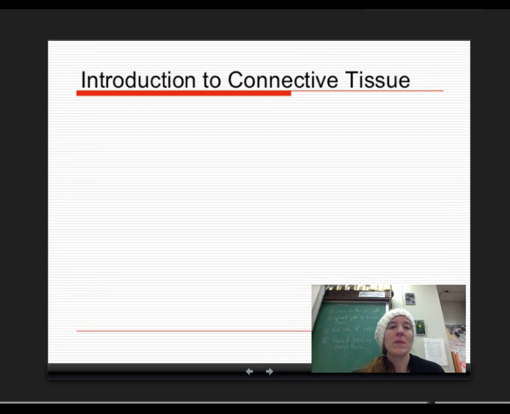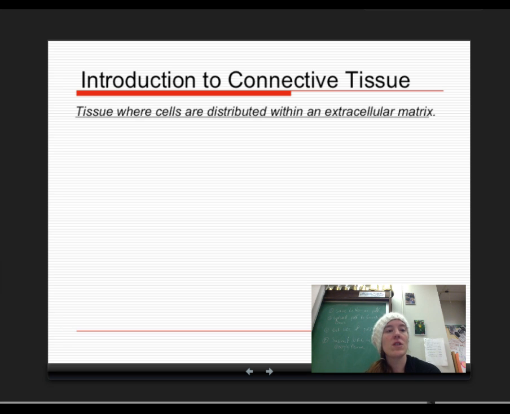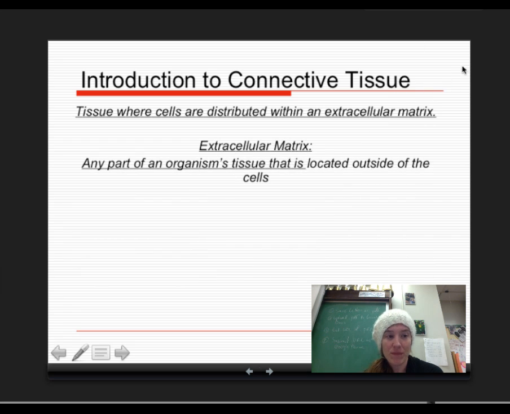So let's talk a little bit about connective tissue. First we said it is the most abundant type of tissue in the body, but let's get a little bit more specific. Connective tissue is tissue where the cells are distributed within an intercellular or extracellular matrix, and we often abbreviate extracellular matrix as ECM. The extracellular matrix is any part of an organism's tissue that is located outside of the cell.